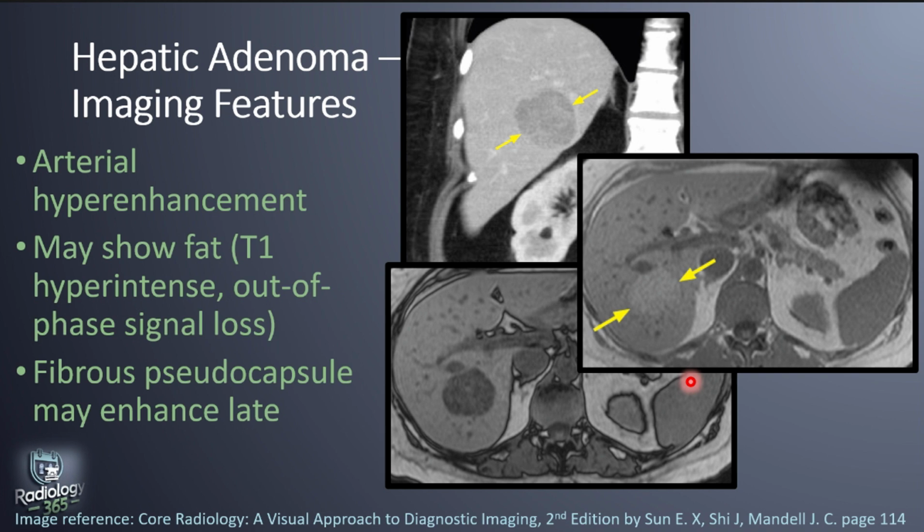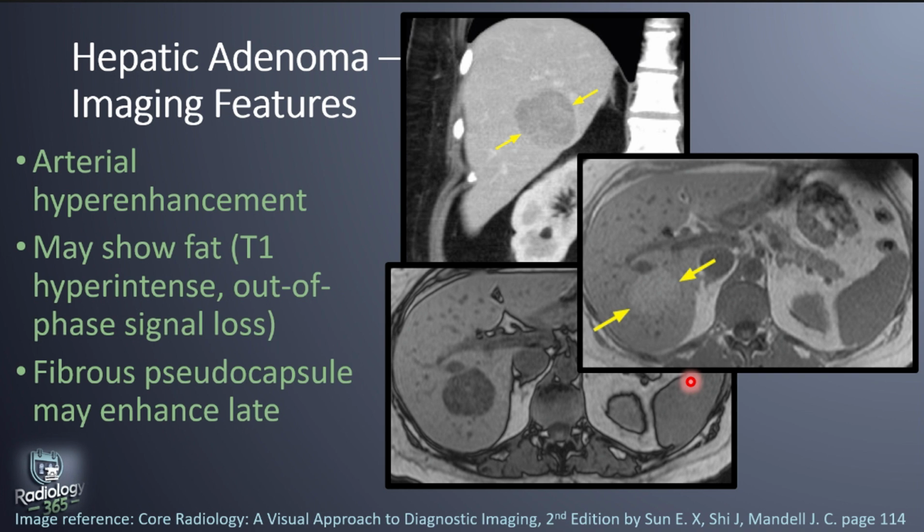Some subtypes may demonstrate intralesional fat, that's the inflammatory subtype especially, which on MRI will demonstrate T1 hyperintensity and signal loss on out-of-phase images. Adenomas may be difficult to differentiate from other hypervascular liver lesions in the absence of fat or hemorrhage. As stated above, each subtype has slightly different imaging features, making confident imaging diagnosis somewhat difficult and often requiring tissue sampling for confirmation.